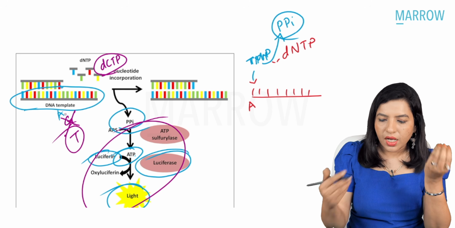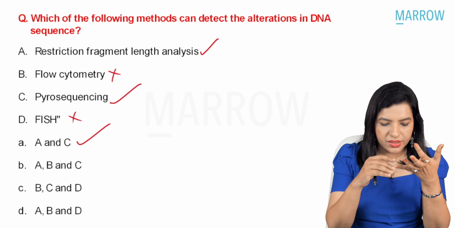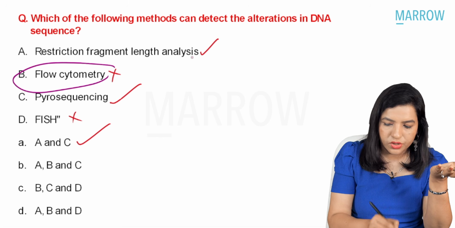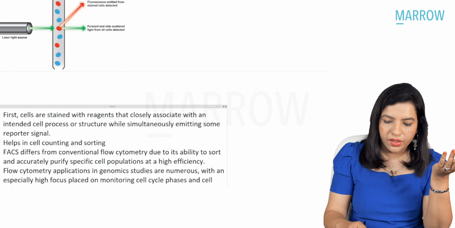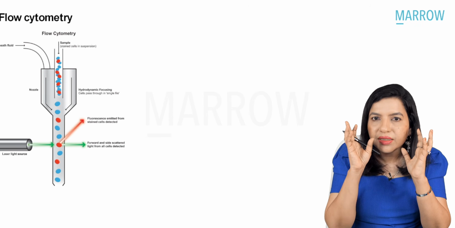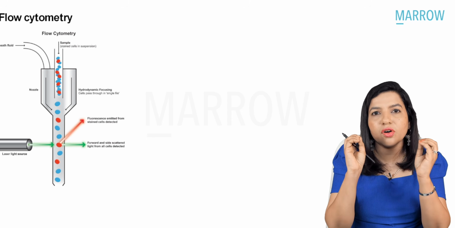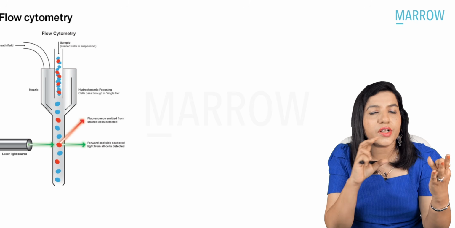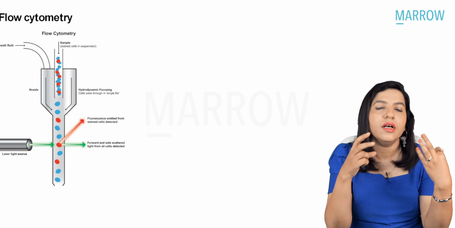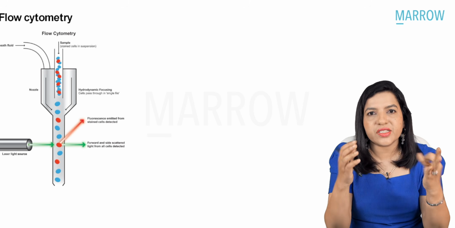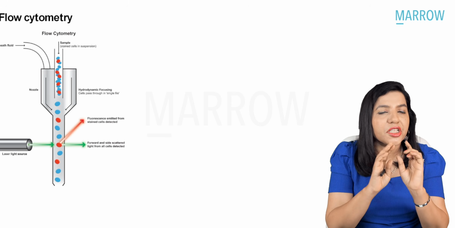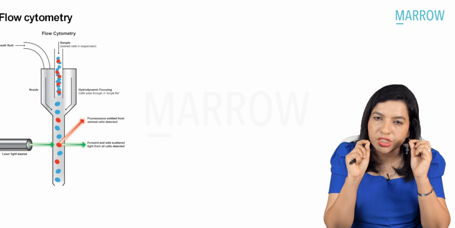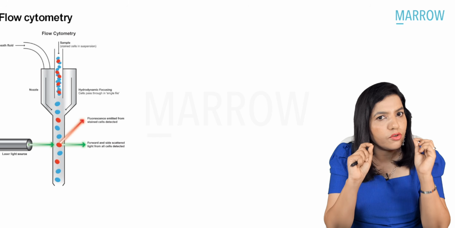Okay. The other techniques given to us are pyrosequencing and RFLP, which I have explained. Flow cytometry: what is flow cytometry? Flow cytometry is a technique used for cell counting, cell sorting, and to study the different phases of the cell cycle and the viability of the cell. It cannot study the sequencing in the DNA or DNA sequence alteration.